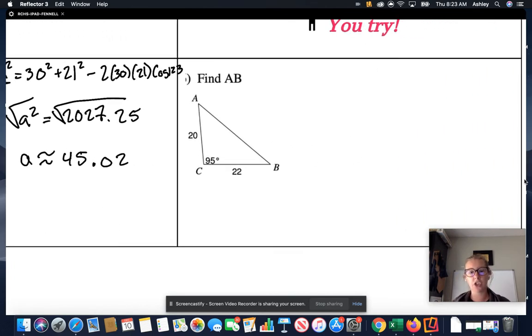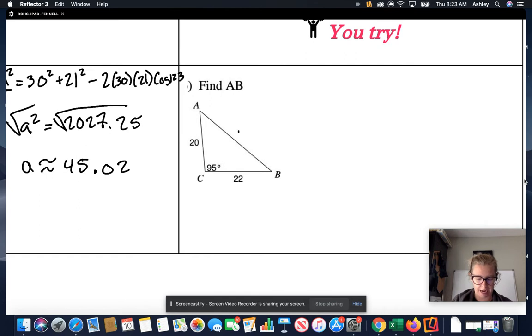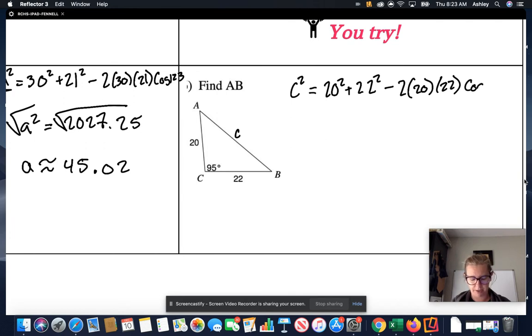All right, give this one a shot. See if you can look at the formula, plug in the pieces, solve for what you're solving for. All right, in this case, we're solving for c. So c squared is going to go on the left-hand side of my equation. That's going to be equal to these other two sides squared and added together, 20 squared plus 22 squared. Then I'm going to subtract 2 times both of those values, 20 and 22. And I'm going to multiply that by the cosine of that angle opposite the side I'm solving for, 95.